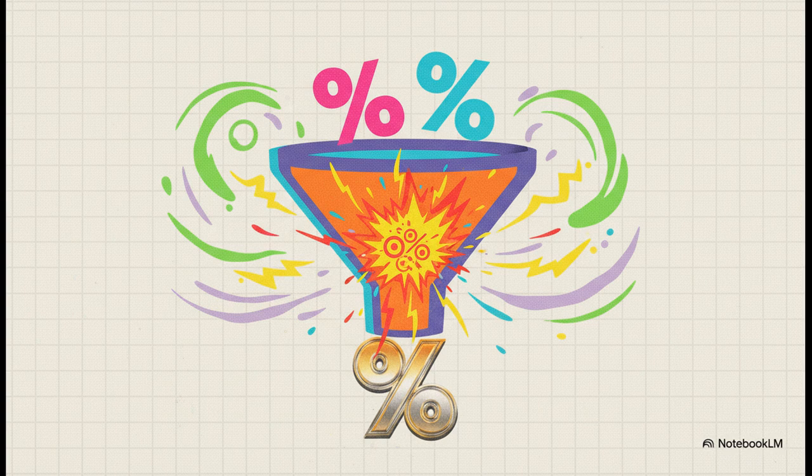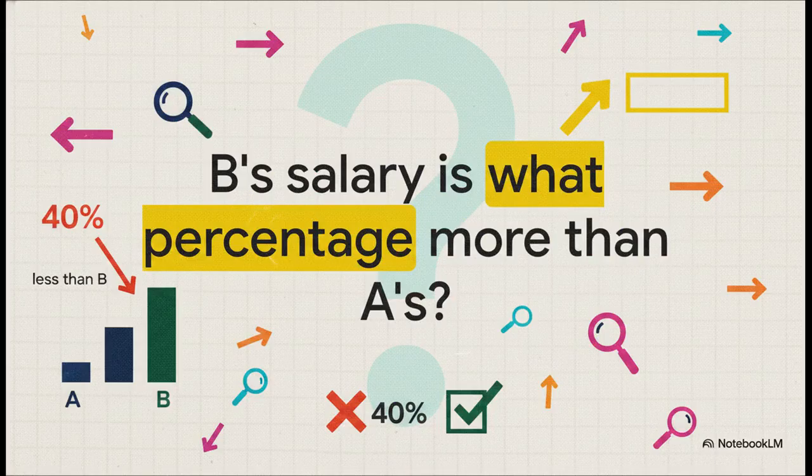That's it. 40 times 25 is 1,000. Divide that by 100 and you instantly get 10%. Exactly 10% of the total group likes both. One-step mental math. How great is that? Okay, let's try another classic trap. The more or less than comparison.